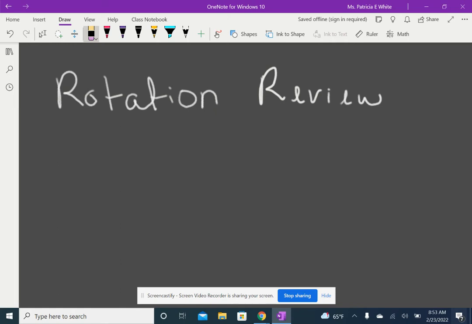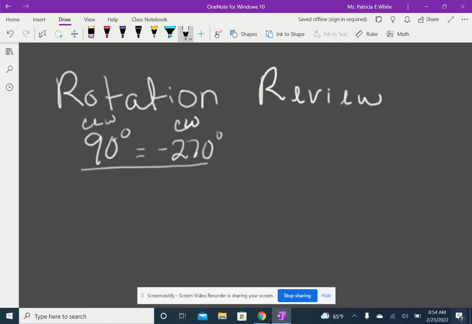Remember, if I have 90 degrees, that is the same thing as a negative 270 degrees. Positive is counterclockwise, going to your left, and negative is clockwise. Negative is clockwise, going from noon to 3 to 6 to 9 to noon. This is noon to 9 to 6 to 3 to noon, right? The thing you want to remember is that 90 and negative 270 are the same thing.